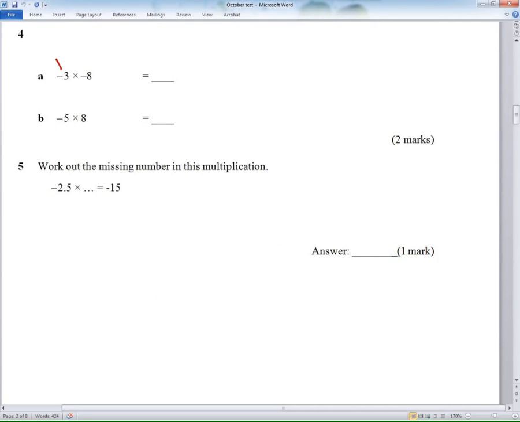Okay, so we're going to use the same logic we did in question 3 now. Maybe you could do this yourself by pausing the video, using the same logic I did in question 3. How can you apply it to question 4? Well, we could change minus 3 to be minus 1 times 3, and minus 8 to be minus 1 times 8. Rearranging the order of multiplication, we can write this as minus 1 times minus 1 times 3 times 8. We know that minus 1 times minus 1 is 1, and 3 times 8 is 24, so we get 1 times 24, which is 24.